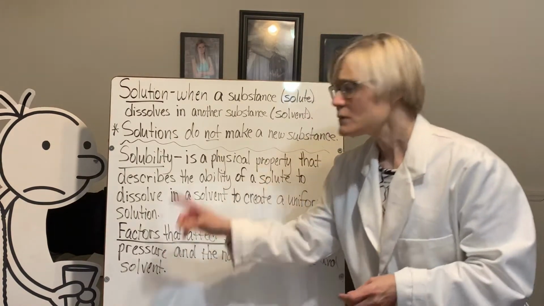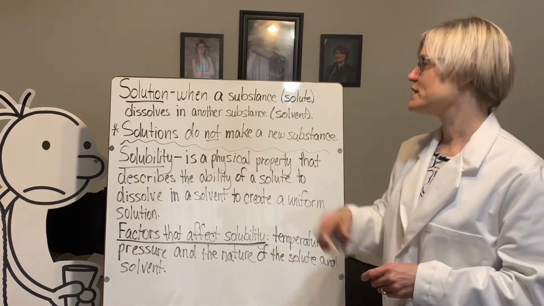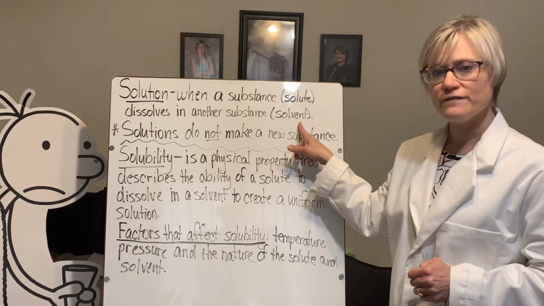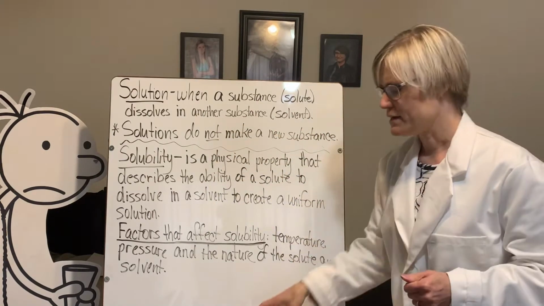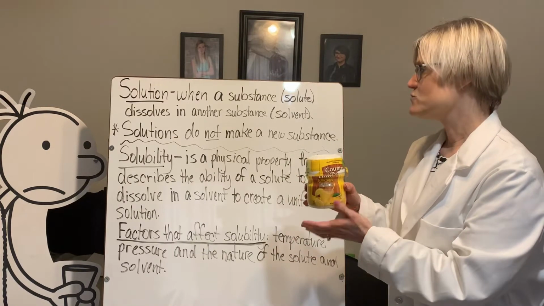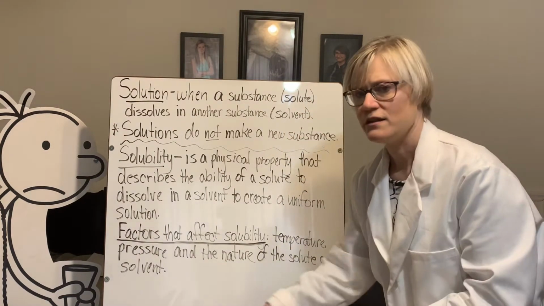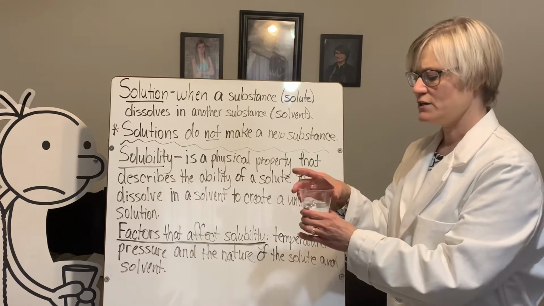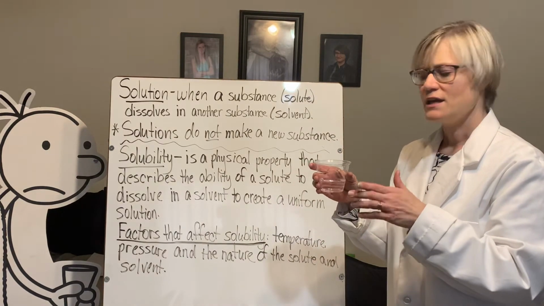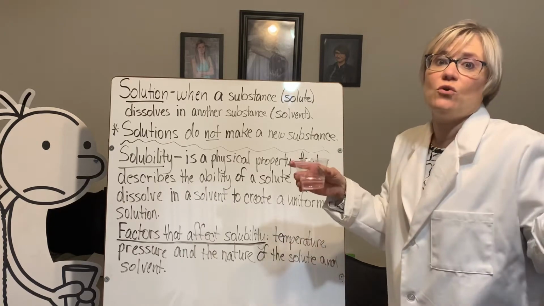All right, so a type of mixture is a solution. A solution is when a substance, a solute, dissolves in another substance, a solvent. So yesterday we had the lemonade drink mix, and the drink mix was what dissolved. So that would be the solute. And the solvent is what it's dissolved in, which was water. And we talked about water is a universal solvent. It's the easiest found on Earth, because there's a whole lot of it.